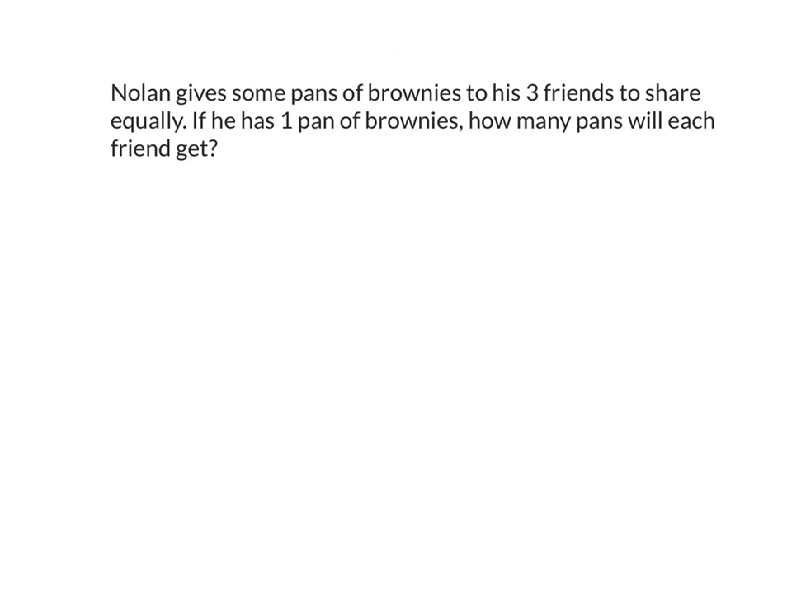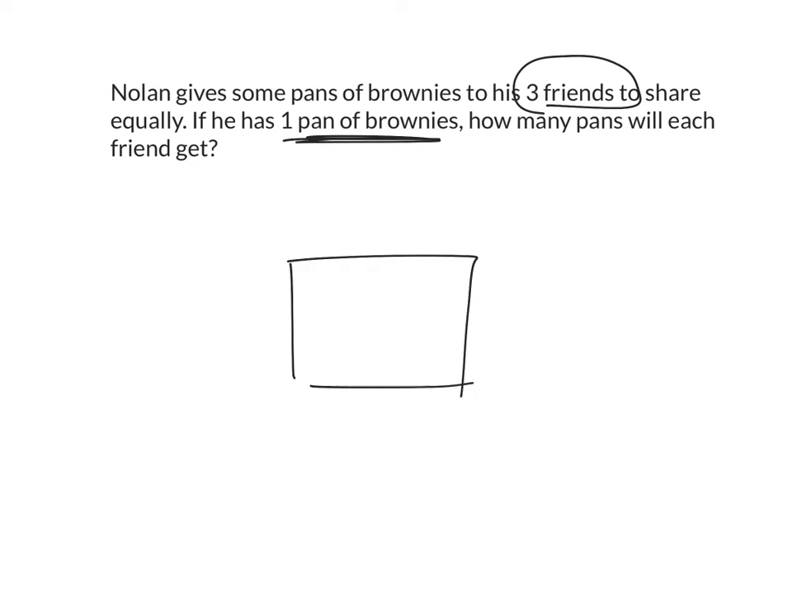1. Now, Nolan's still giving his brownies to 3 friends. So still how many people are sharing the brownies? That means our divisor is going to be what number? 3. But this time he's starting only with 1 pan of brownies. So let's draw a picture. There's 1 pan of brownies.